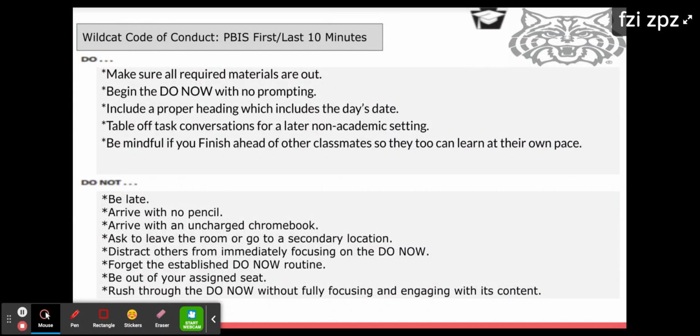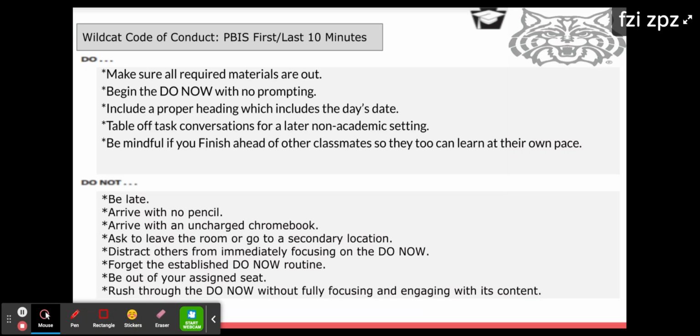All right. Wildcat Code of Conduct. The first and last 10 minutes. Do this. Make sure all required materials are out. Begin the do now without prompting. Include a proper heading, which includes the day's date. Table off task conversations for a later non-academic setting. Be mindful if you finish ahead of other classmates so they can learn at their own pace.